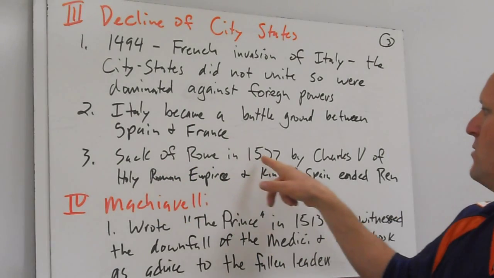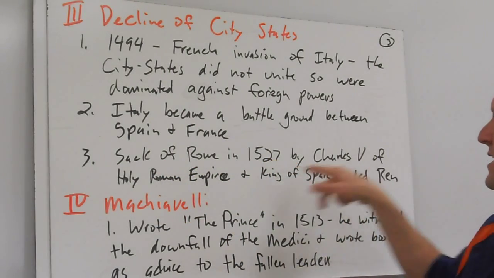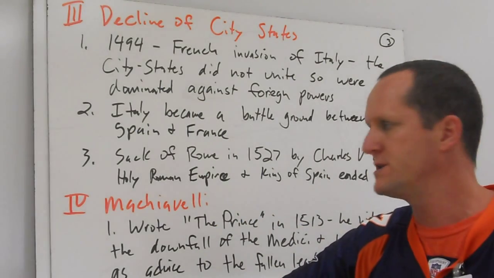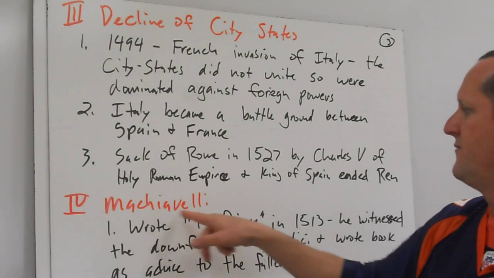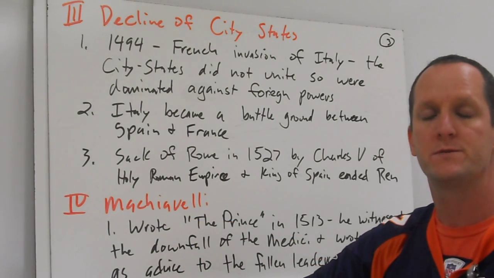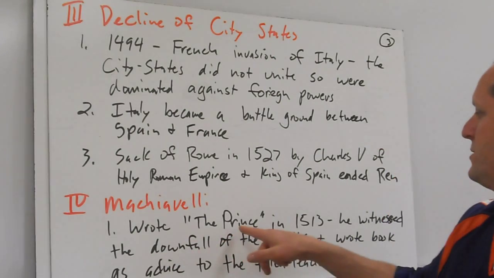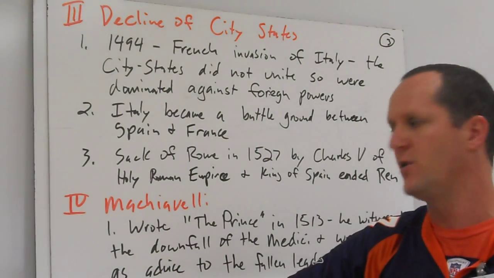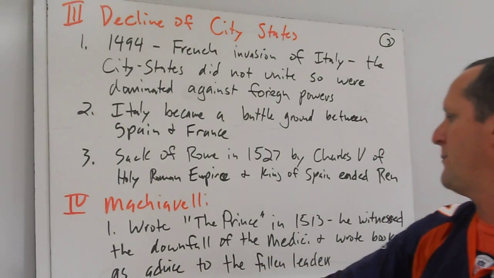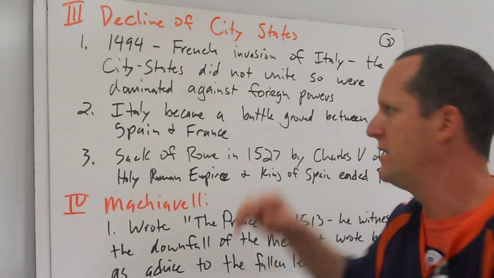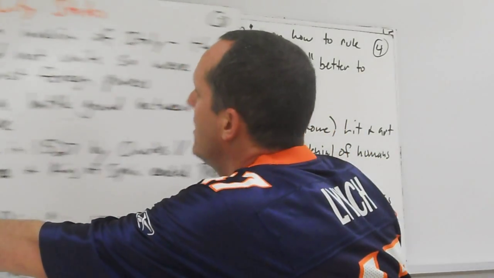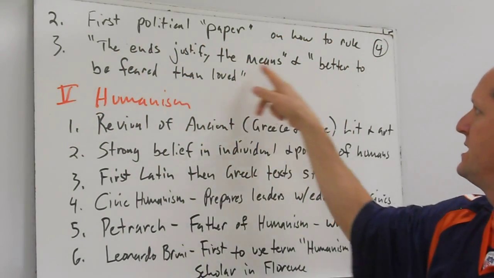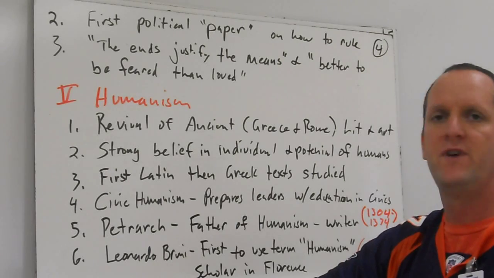The sack of Rome in 1527 by Charles V of the Holy Roman Empire and King of Spain essentially ended the Renaissance in Italy. Now, Machiavelli was a great writer during this time. He wrote The Prince in 1513. He witnessed the downfall of the Medici family in Florence and wrote a book as advice to the fallen leader. This book was the first political paper on how to rule. The ends justify the means, better to be feared than loved.